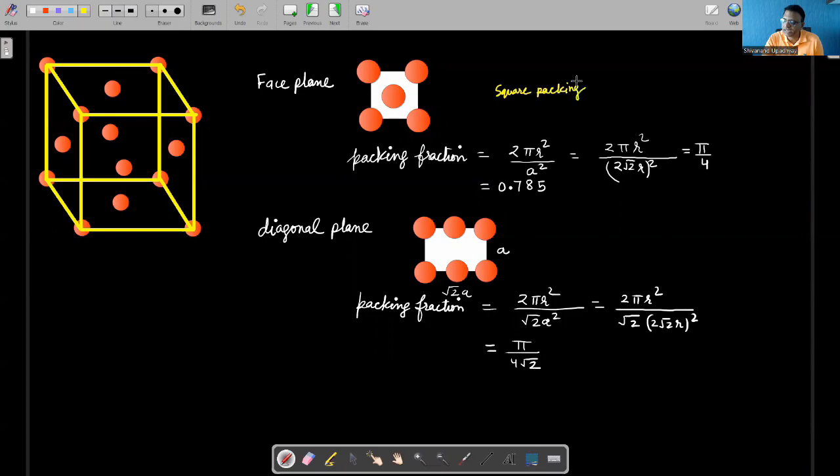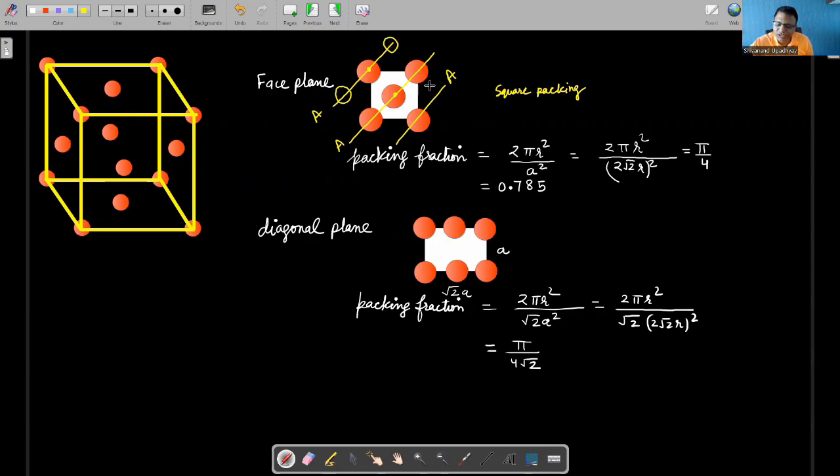And we can see that if we look from some angle, this is one layer, this is the A layer, this is a B layer, and this is the same as the A layer, because at this position and this position, atoms are there on the same side. Again, if we move forward, here there will be an atom and here there will be an atom. Same way there is an atom here. So it is simple cubic.